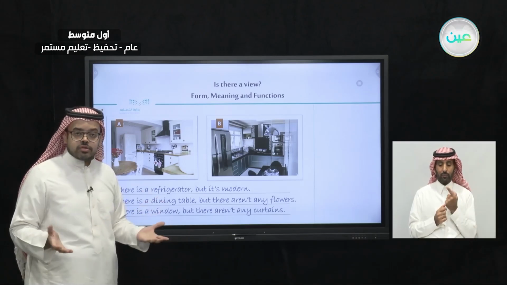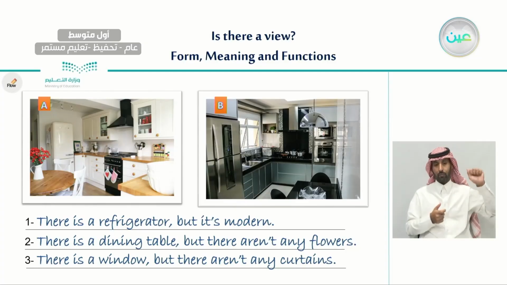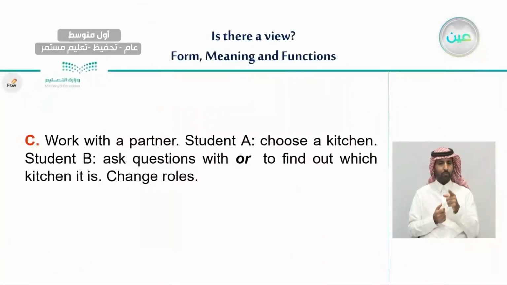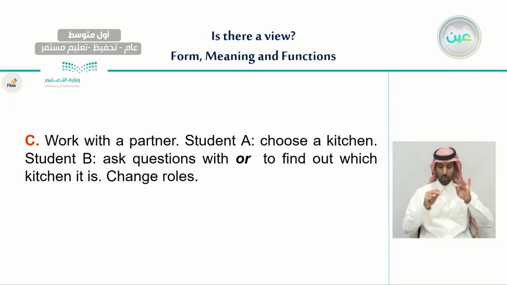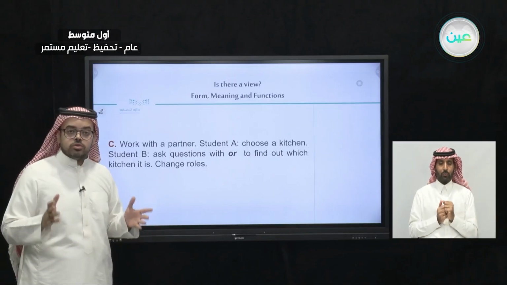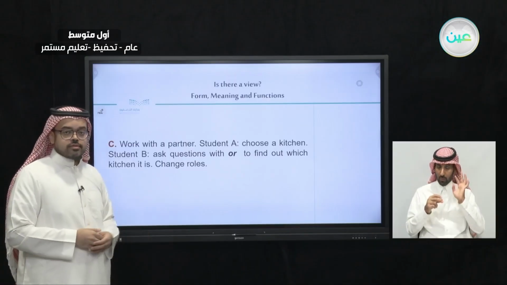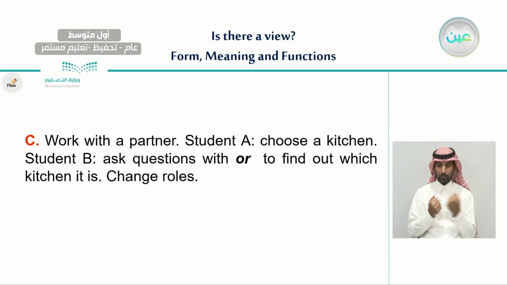So we have used and, and we have used but as well. How about the one remaining conjunction? Do you know what it is? Very good, yes, it is or. And we're going to use or in this exercise. This exercise says, work with a partner. The first partner, student A, will choose a kitchen, and student B will ask a question with or to find out which kitchen it is.